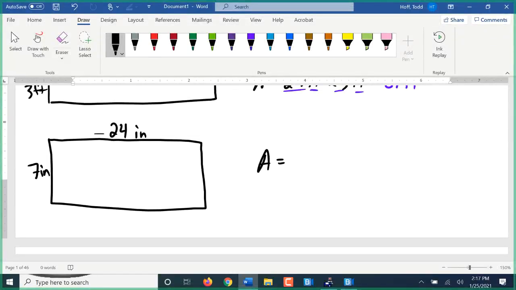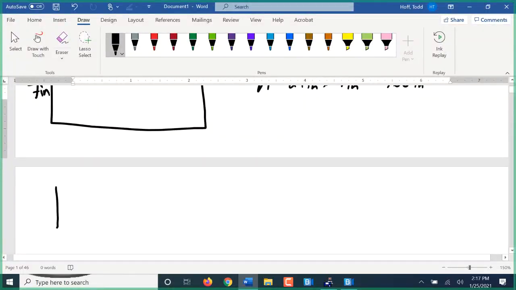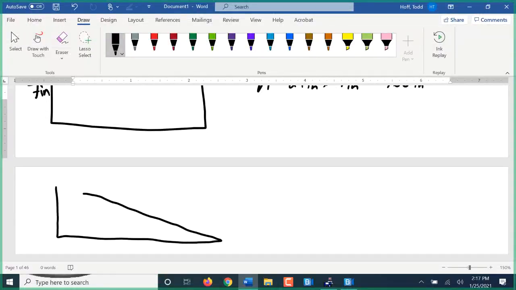Okay, so for this rectangle here, 7 inches by 24 inches, the area would be what? 168. You are correct. Good. Now, very closely related to that rectangle, this right triangle. Now, by right triangle, I mean it has a right angle in it.